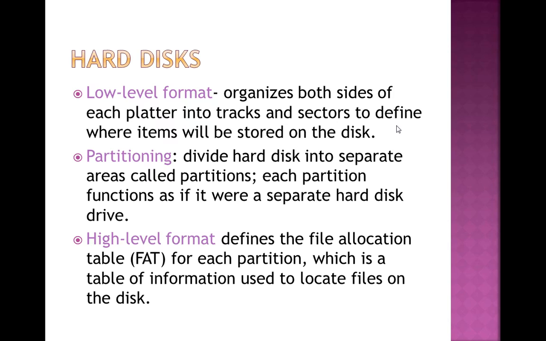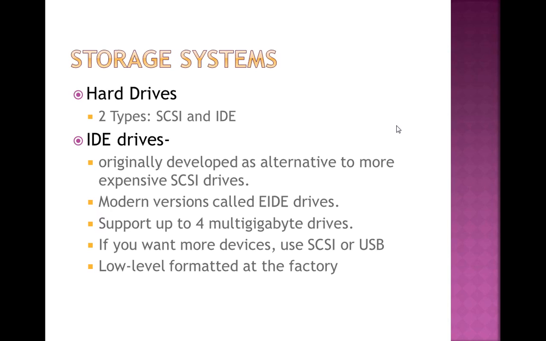So these are the three characteristics available in the hard disk. One is low-level format, then partitioning, then high-level formatting. This is the storage system, that is your hard drives. Hard drives are of two types, that is SCSI and IDE. IDE drives were originally developed as an alternative to the more expensive SCSI drives. So the limitation of SCSI is that it is very expensive in nature.